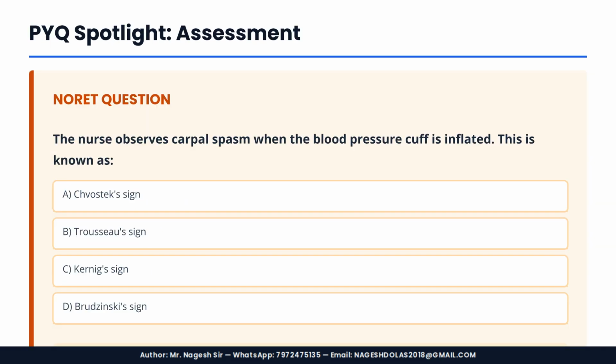The nurse observes carpal spasm when the blood pressure cuff is inflated. This is known as, B, Trousseau's sign, a classic indicator of hypocalcemia.